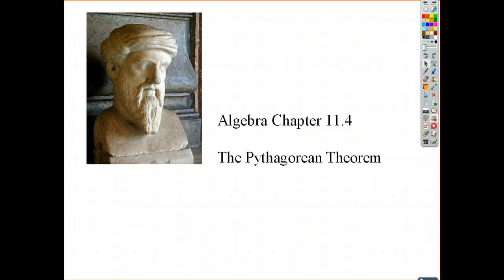All right, the Pythagorean Theorem. This is going to be chapter 11.4 in our algebra book. This is a picture of what someone thought Pythagoras might look like. Pythagoras was an ancient Greek philosopher and mathematician. The two sort of go hand in hand back then. He was from a small island in Greece.